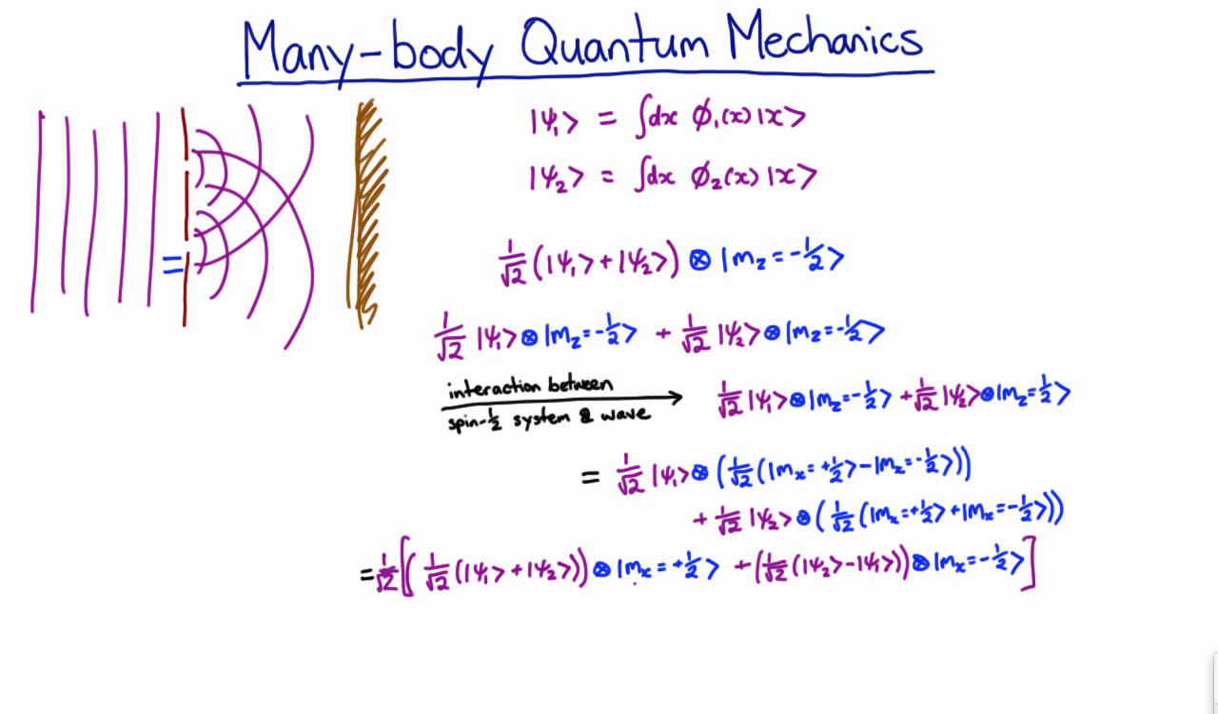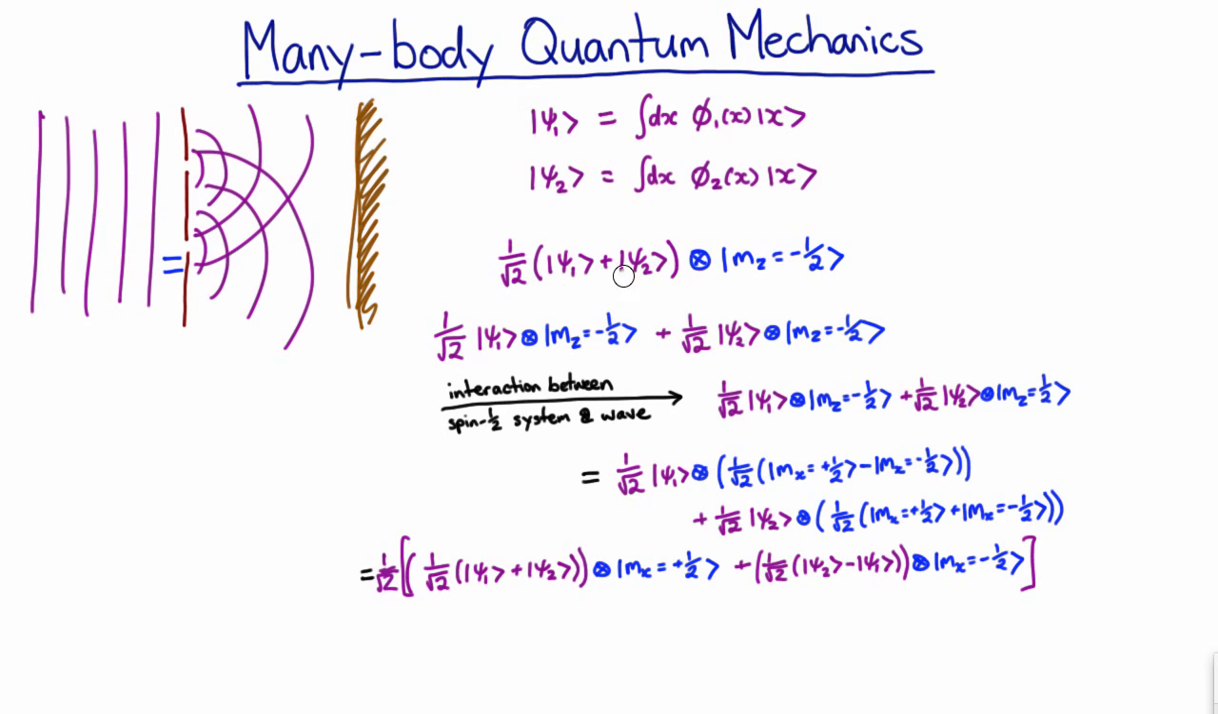And so we can see that by collecting it that way, if in fact we'd measured the x direction of the spin of our two-level system, we would have got either plus a half or minus a half. And in that case, this wave function would have collapsed to give us this state for our wave, or that state for our wave, depending on whether it was plus or minus a half.